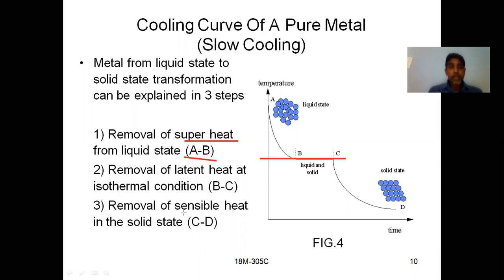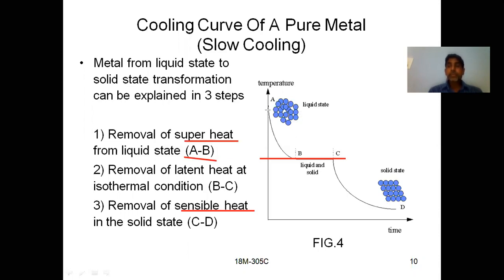And removal of sensible heat from the solid from C to D. If you see from C to D, the temperature is decreasing. That is removal of sensible heat from C to D. That means when you go on cooling, what will happen? It will become room temperature, right? At D, obviously you will have room temperature.